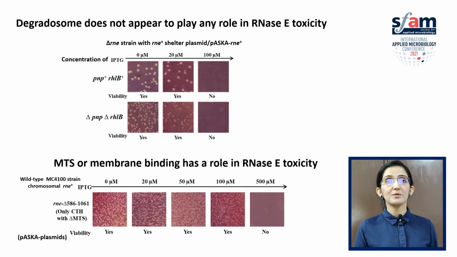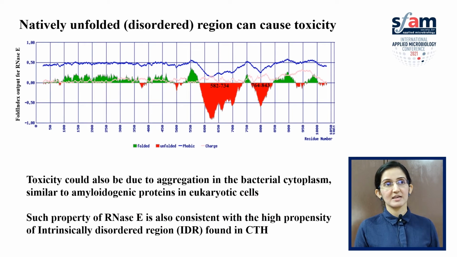Degradosome does not appear to play any role in RNA-Z toxicity, whereas membrane binding might have a role. Toxicity could also be due to aggregation in the bacterial cytoplasm, similar to amyloidogenic proteins in eukaryotic cells. Such property of RNA-Z is also consistent with the high propensity of intrinsically disordered regions (IDR) found in CTH.